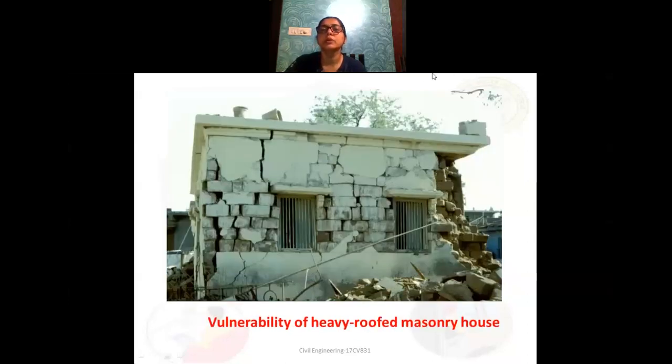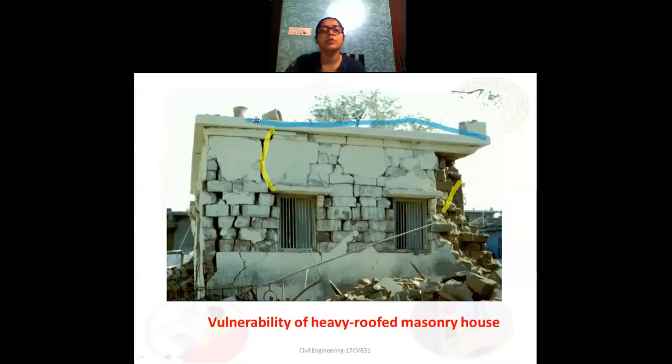I can show you here. This is the shear wall. You can notice a crack developing from the window corner. This is the shear wall, which is parallel to the earthquake ground motion, whereas this is the cross wall. This wall has completely collapsed. It is perpendicular to the ground motion, but the roof is intact. It is a very heavy roof.